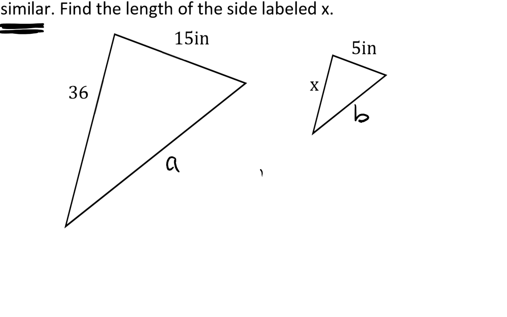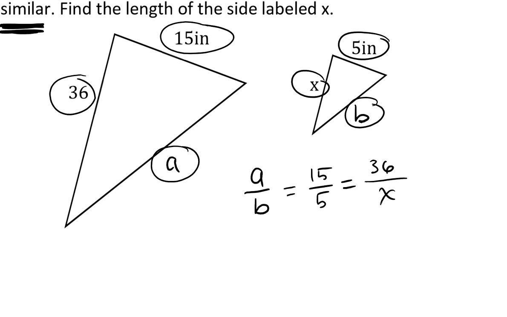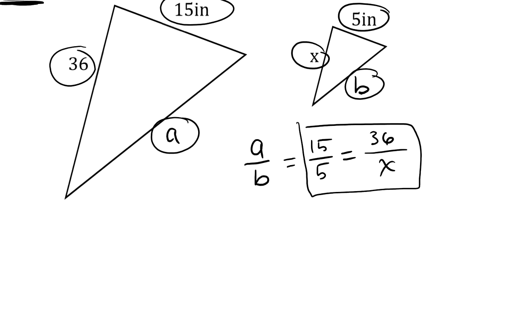For example, I could say A over B, and you can see I'm just going from the large triangle to the small one, and that would equal, let's see, I'll do 15 over 5. That's again the large triangle is a 15 and the corresponding part is the 5. You can see the A corresponds with the B, and then that equals, and the last ones I have are the 36 and the X, so I'd write equals 36 over X. So as I take a look at this, all of these are true, but I'm just going to focus on this set of ratios, and I'm going to use that to figure out what X is.